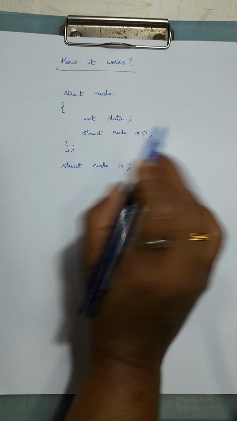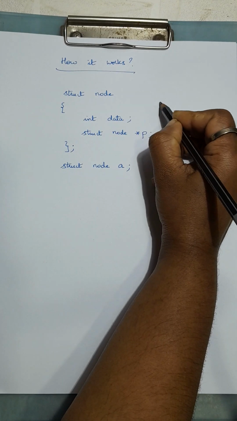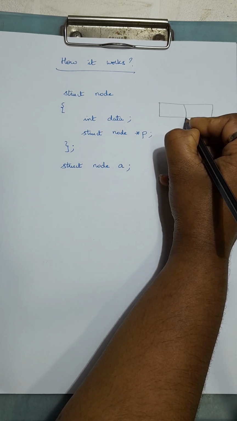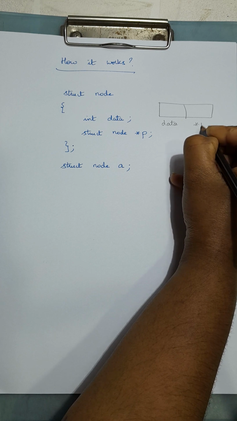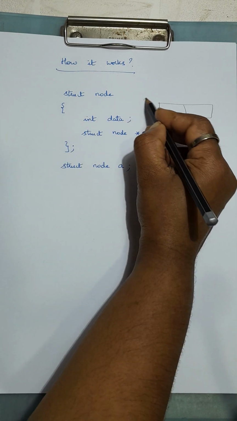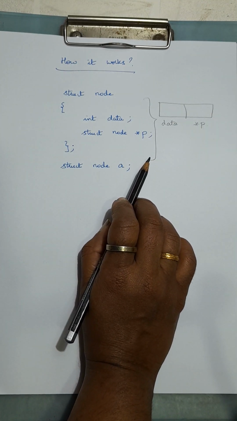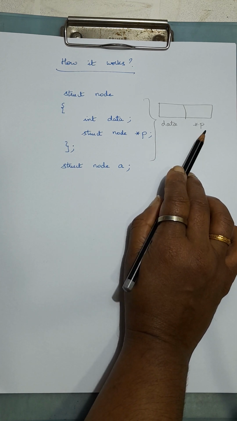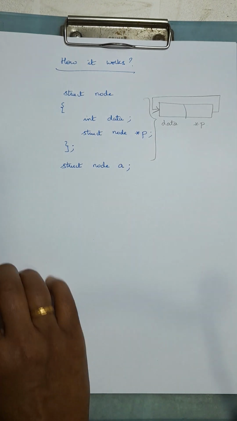Now I want to store values. After this, we have a structure with two member variables, data and star P, which is empty. After this statement, these will be the values of the structure. There are two variables: one is an integer variable, and the other one is a pointer variable, which points to itself.